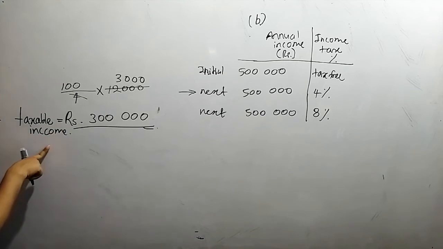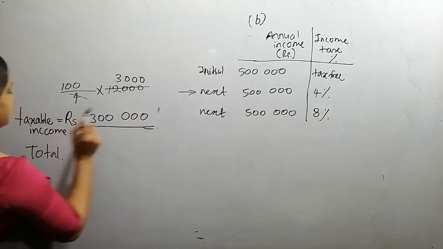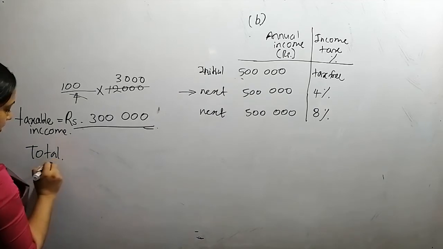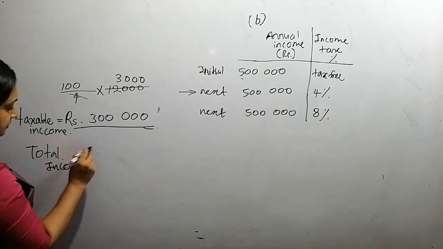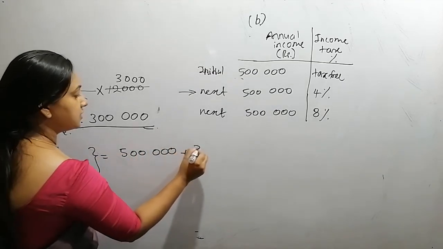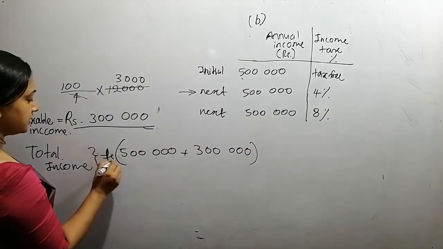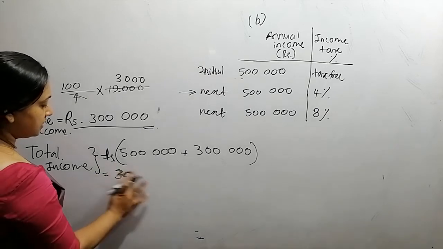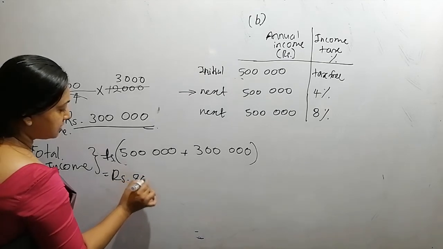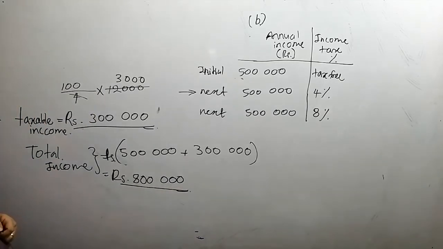Then what is the total income? Total income means tax-free income plus taxable income. Total income equals 500,000 rupees plus 300,000 rupees. That means the total income is 800,000 rupees. Okay.